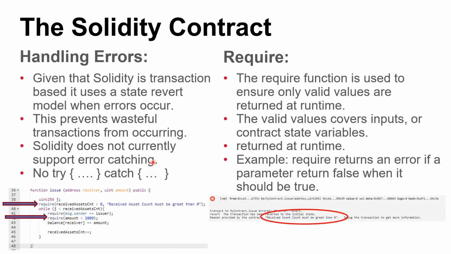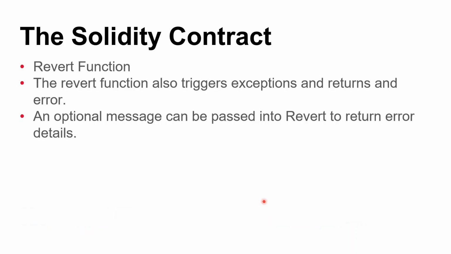Error handling. There is no try catch in Solidity, at least not yet. But you can enforce some error handling using require. With a require, you can require certain values or certain conditions. In this case, the require returns an error if a parameter returns false when it should be true. So we can require certain values or certain conditions, or else the transaction won't proceed and it'll revert.